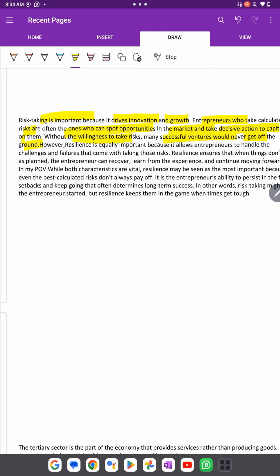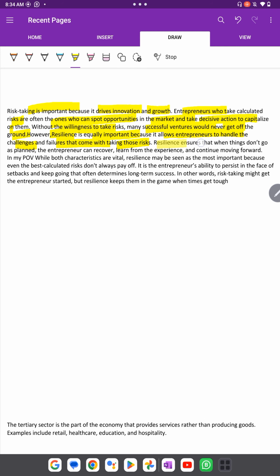So this is the first quality, and the second quality I have written is resilience. Resilience here means that you are being flexible. Resilience is equally important because it allows entrepreneurs to handle the challenges and failures that come with taking those risks. It ensures that when things don't go as planned, the entrepreneur can recover, learn from experience, and continue moving forward.